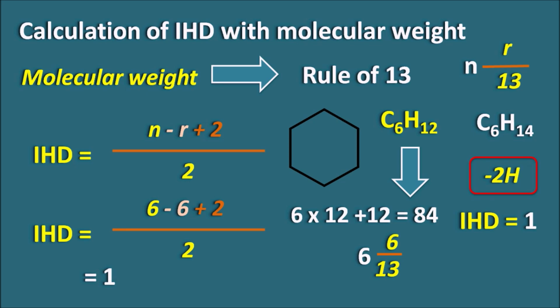Suppose we have the structure of the compound, we can check the number of cyclic rings and pi bonds so that we can get the IHD value directly. Otherwise, if we have the molecular formula, we can compare it with a saturated open chain compound and see the number of hydrogens that are less, and when we divide this value by 2, we get the IHD value. But whenever the molecule has heteroatoms, we have to use the corrected molecular formula. Whenever the molecular weight is given, we have to apply the rule of 13: divide the molecular weight by 13, and use the quotient and remainder to calculate the IHD value with the formula (N minus R plus 2) by 2.